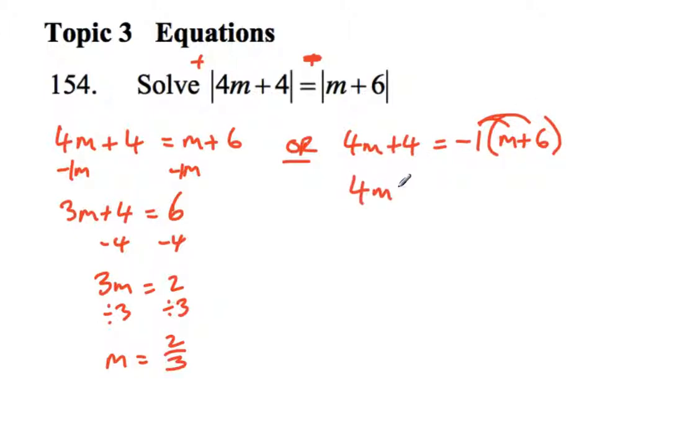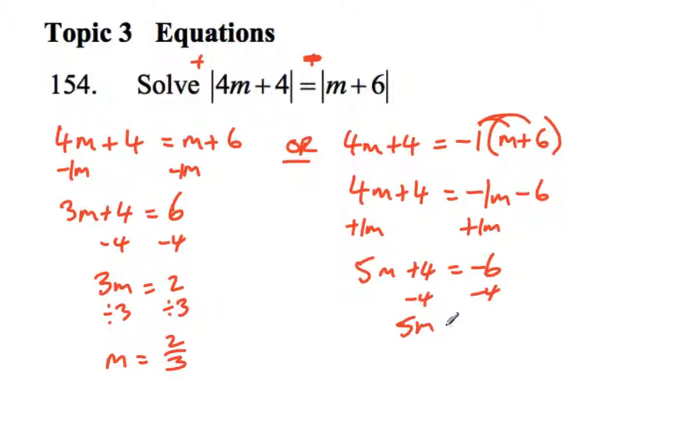So we've got 4m plus 4 equals, we've got minus 1m. Minus 1 times plus 6 is minus 6. So we'll add 1m there. We'll get 5m plus 4 equals minus 6. We'll minus 4 both sides. 5m equals minus 10. We'll divide by 5. m equals minus 2. So we have m equals 2/3 or m equals minus 2.